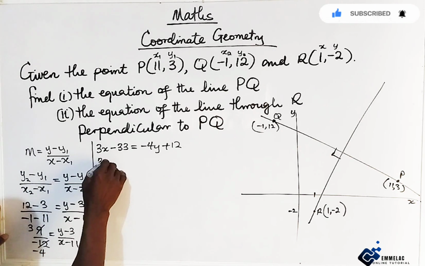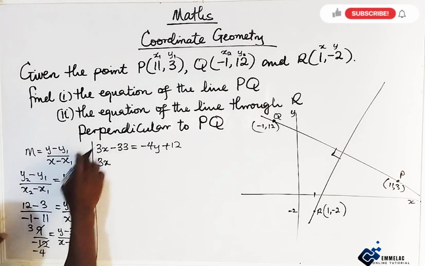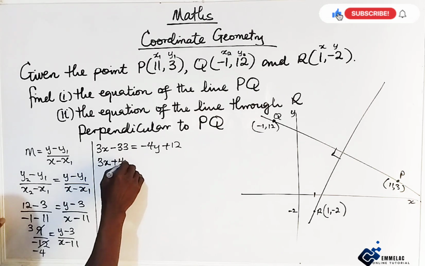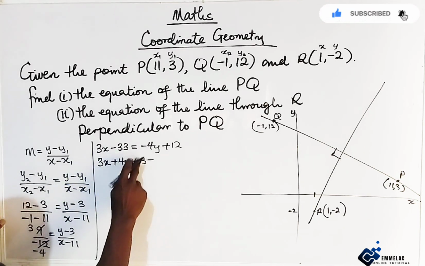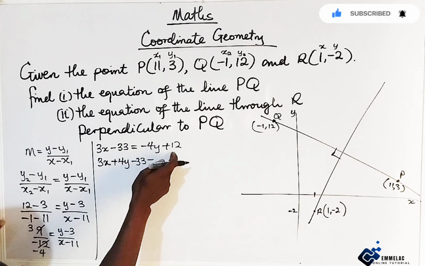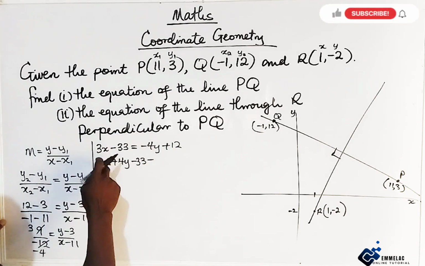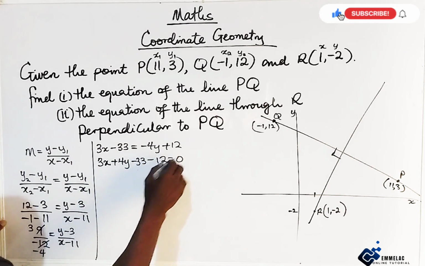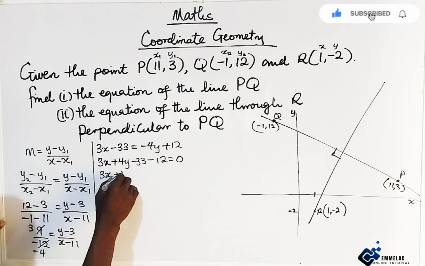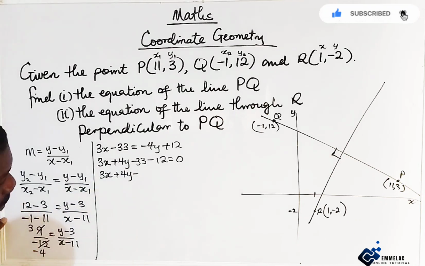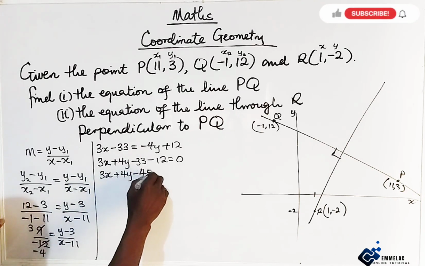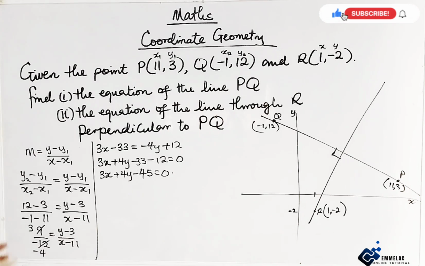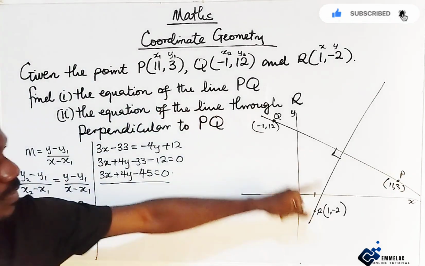So here you have 3x. Now I'm bringing minus 4y here to the left hand side, which will give us plus 4y. Then minus 13 minus 33, then bringing plus 12 over to the left hand side becomes minus 12, which equals 0. So here you have 3x plus 4y, then minus, again this should give us 45, right? Yeah, 45, then equals 0. So here is the equation for the line PQ.